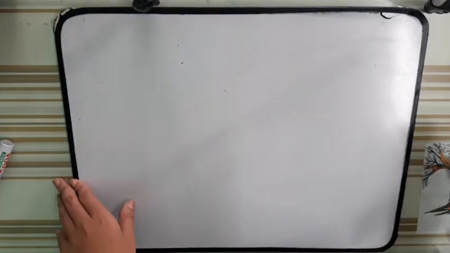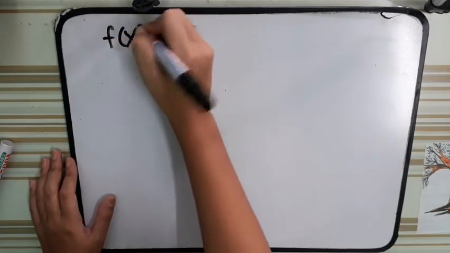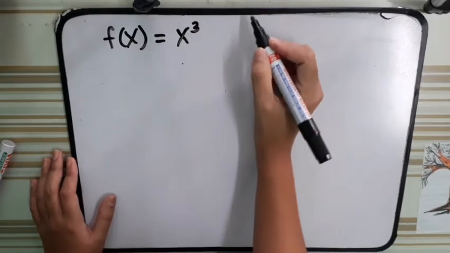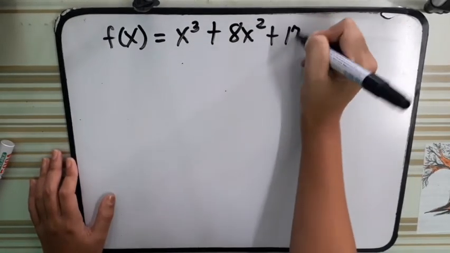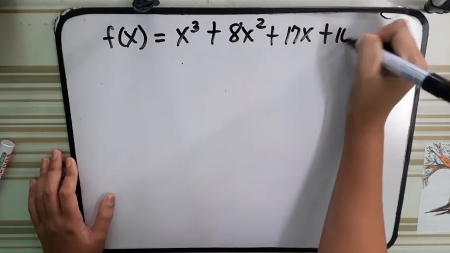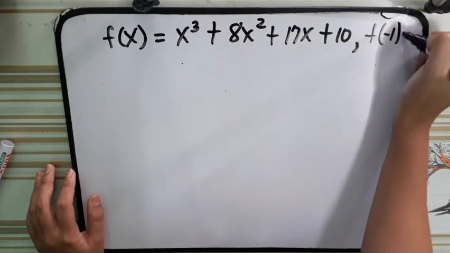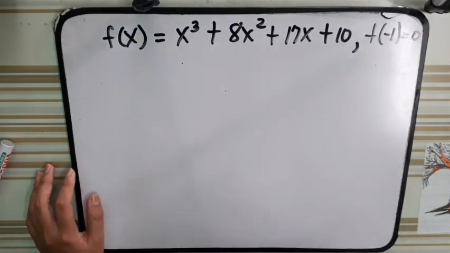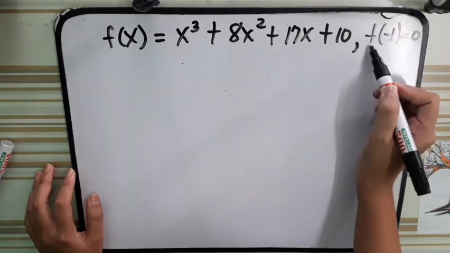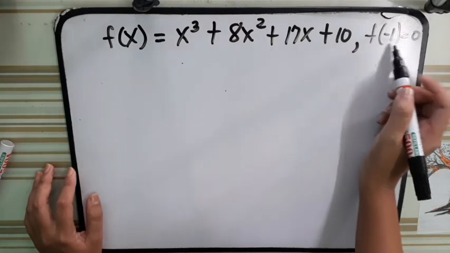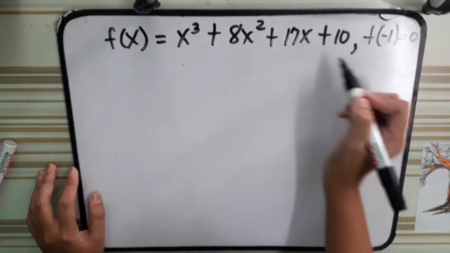Okay, let's consider another example. Let's say we have f of x is equal to x cubed plus 8x squared plus 17x plus 10. And we're gonna check if f of -1 is a zero of the function. So first, we need to substitute since it's already in f of x form. We don't need to equate it to 0 anymore. So we just have to substitute the value of x on the given polynomial function.